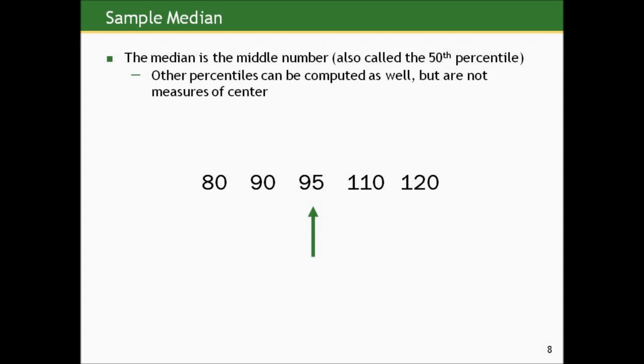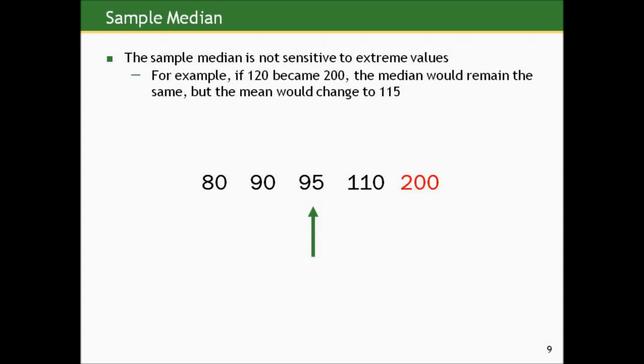So here are my 5 values ordered from smallest to largest. And you see the number 95 is smack in the middle of those 5. So my sample median is 95 millimeters of mercury, which is slightly lower in value than the sample mean of 99.